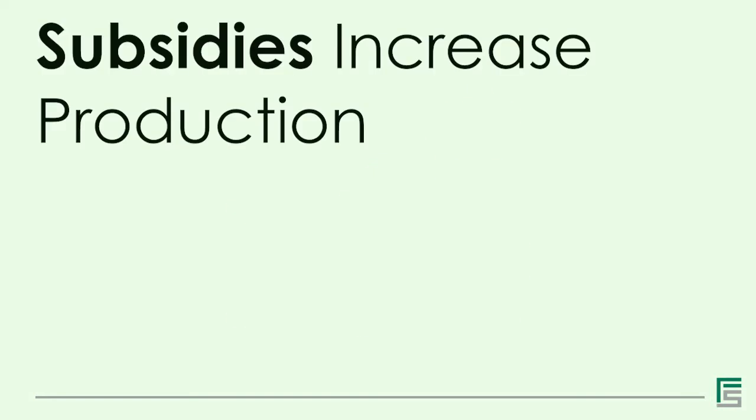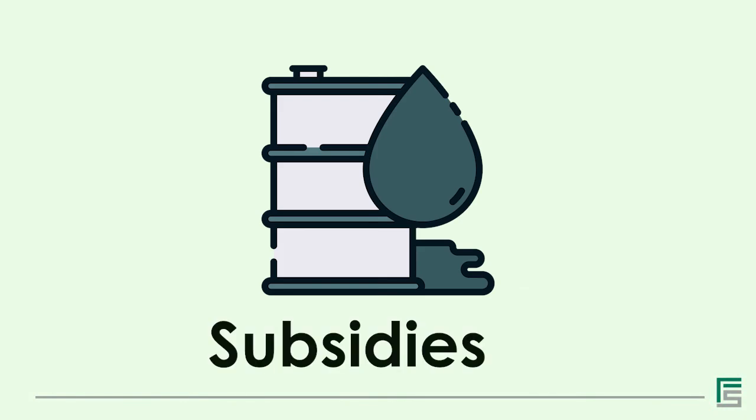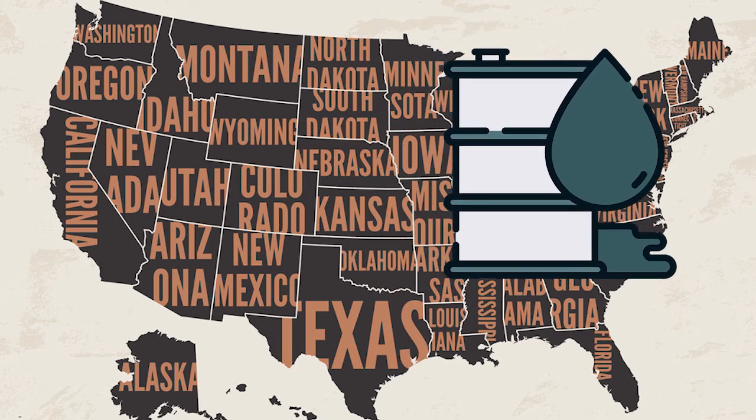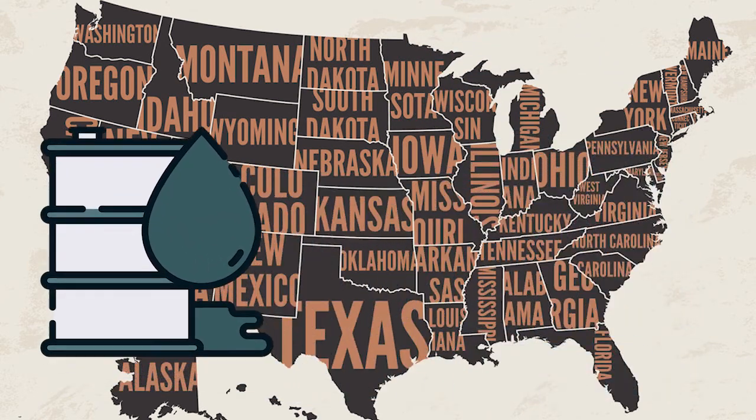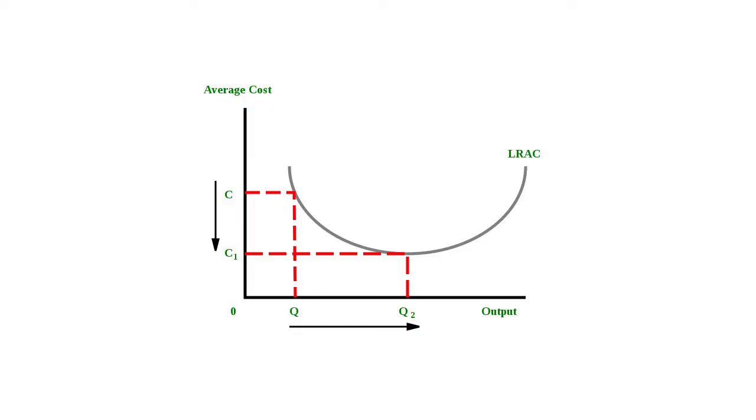A quick rule of thumb: subsidies increase production, while taxes decrease production. The oil industry has a long history of subsidies in the United States, which were historically given to continue a steady flow of domestic supply. From what we've learned so far, we can now understand the graph that illustrates economies of scale.